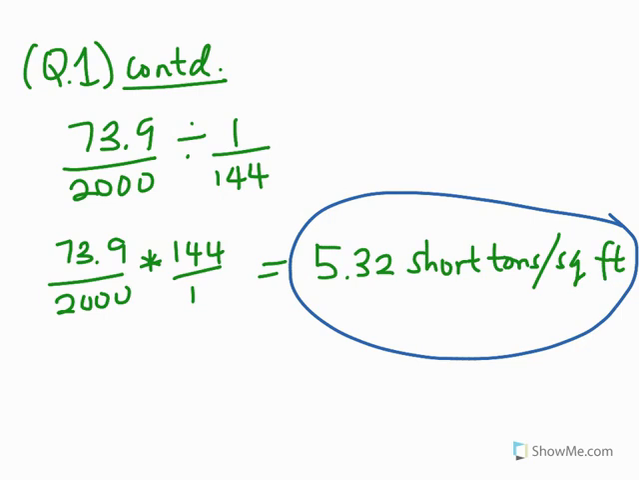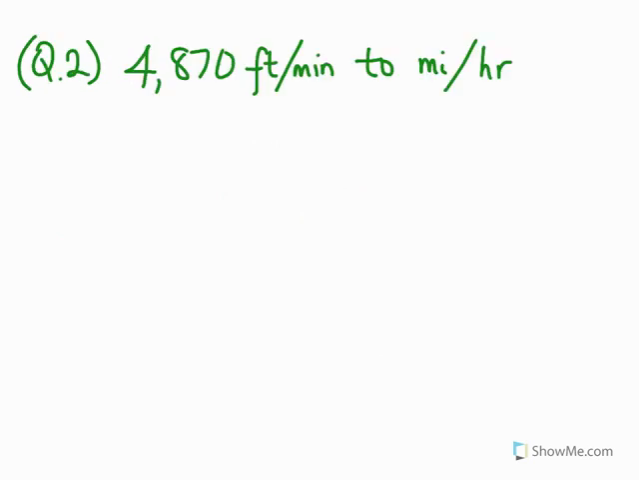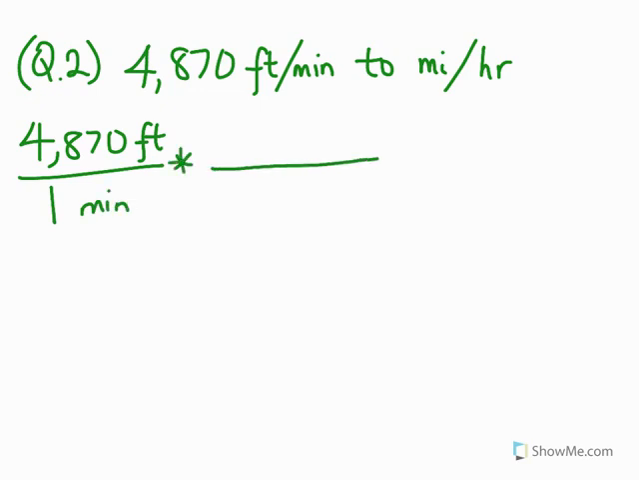Okay, question 2. 4,870 feet per minute to miles per hour. So we write 4,870 feet all over 1 minute. Then times. Now, minute to hour. We want to cancel minute. We put minute here, then we put hour. Then times. We want to put our feet here. Feet. And then here, miles.